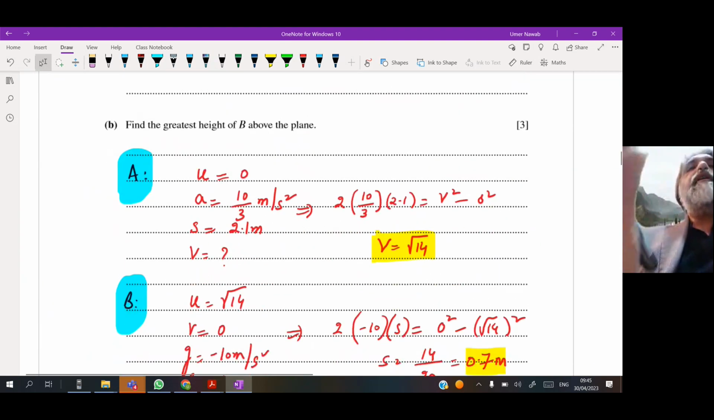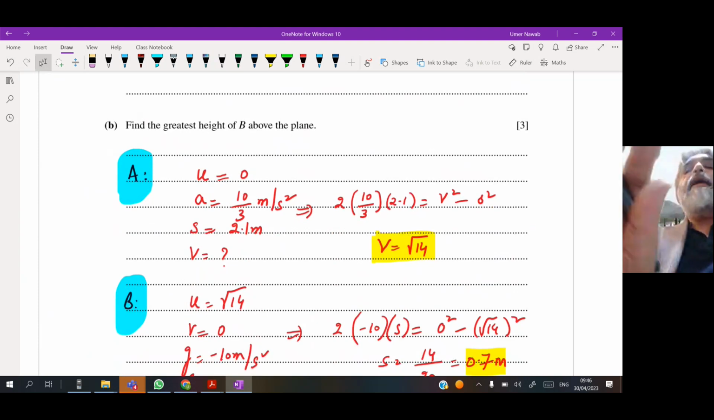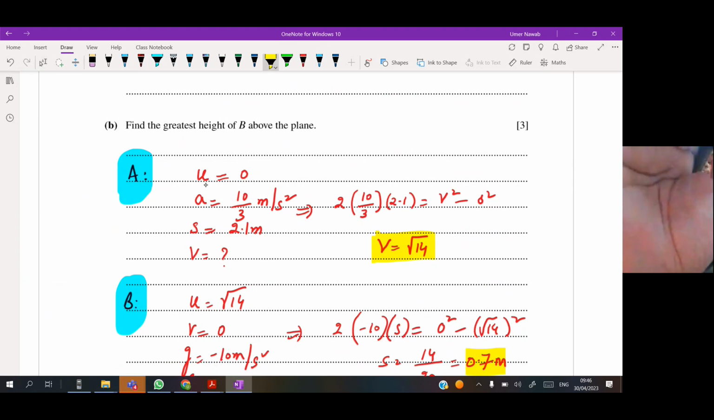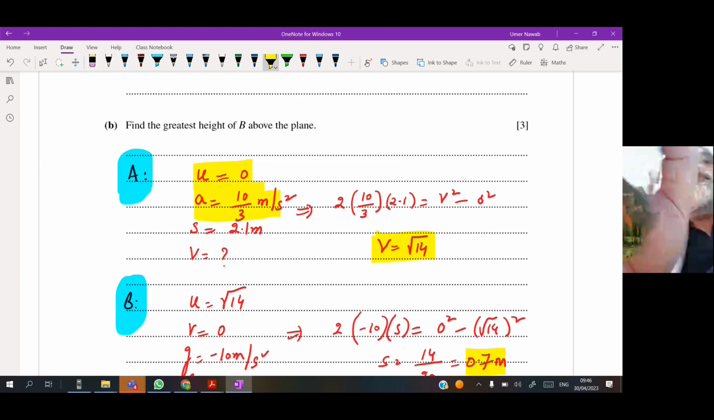Next question, find the greatest height of B above the plane. That's the tricky thing. First of all, look at particle A. As you can see, I have given the heading. When you released A, it was in the position of rest, so I put U is equal to 0. You have just found the acceleration of the system, that is 10 over 3. How much distance does A cover when it goes down and hits the ground? He told us earlier it was kept at 2.1 meter above the ground.